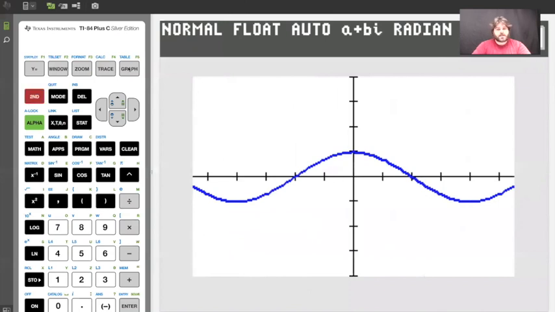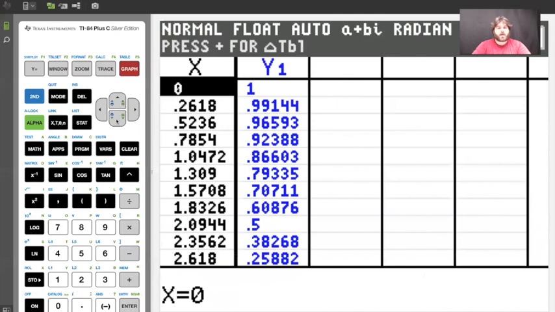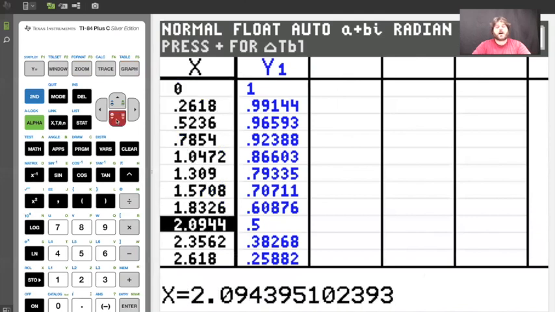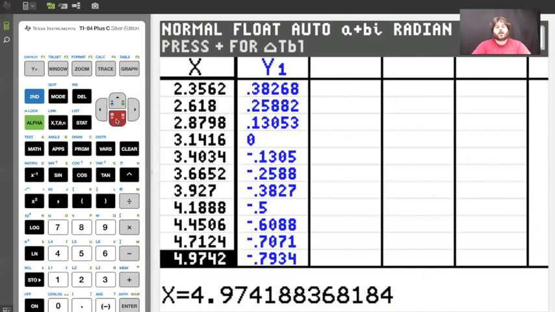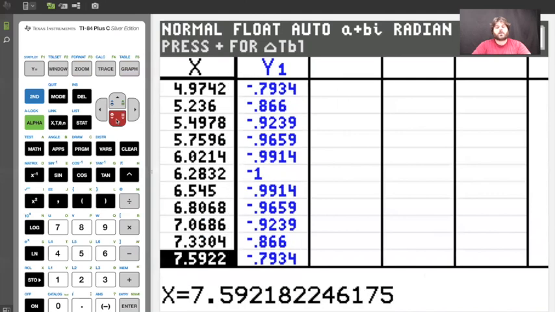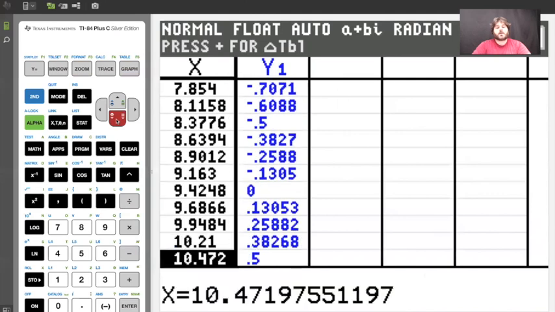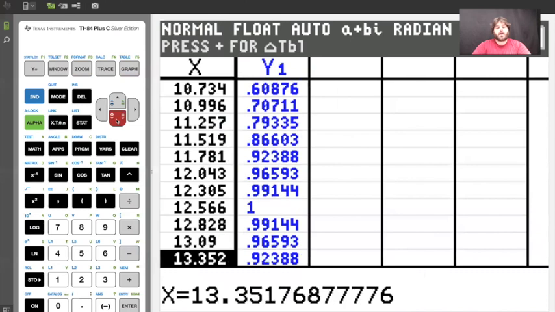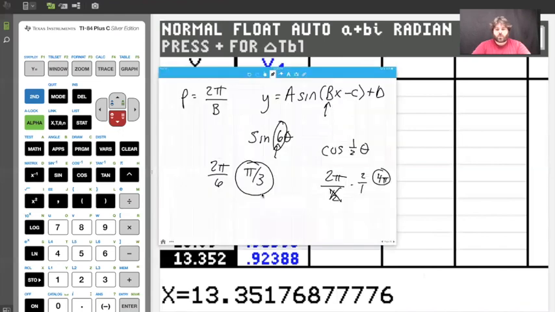But again, I can look at my table and really see it. So let's say from the height of 1 all the way, when do I get to be a height of 1 again? All the way until, whoa, it's a long ways. I'm still not at 1. There we go. So 12.5 is the distance to go from the highest to the next highest. Okay, and that of course is what 4 pi is. 4 times pi is 12 point whatever.